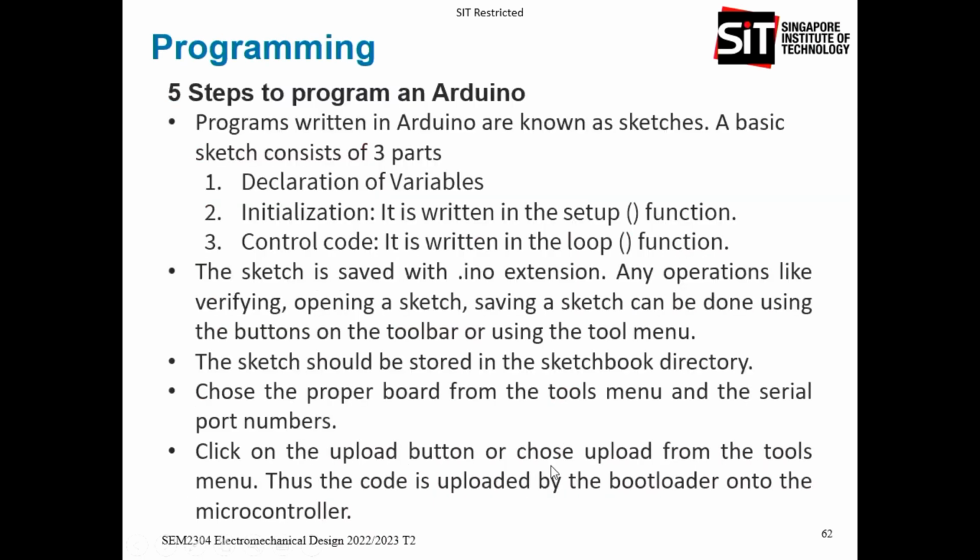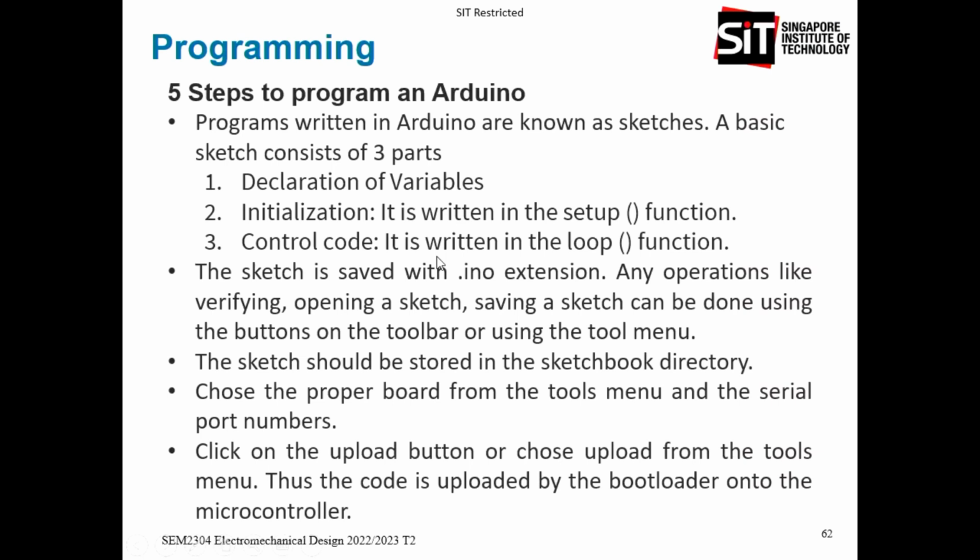Okay, so for the programming of Arduino, there are 5 steps that you need to remember. Okay, so the first thing is actually the program. Okay, so the program basically has 3 parts, right? So the first part is the declaration of variable. The second is the initialization, and the third part is the code that you put in to control the Arduino.